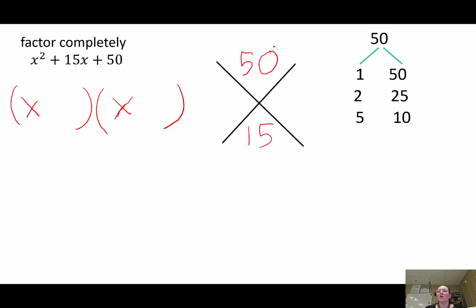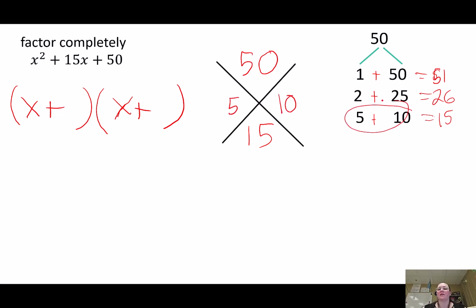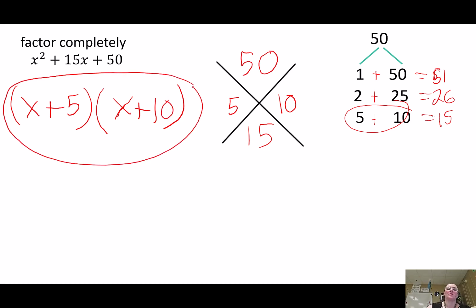All right, so both of my things are positive, so that tells me I'm going to be adding on both. Since both are positive, I don't have to worry about the sign. So we can just add: 1 plus 50 equals 51, 2 plus 25 gives me 26, and 5 plus 10 equals 15. So my factors are 5 and 10. So I get x plus 5 times x plus 10 as my answer.